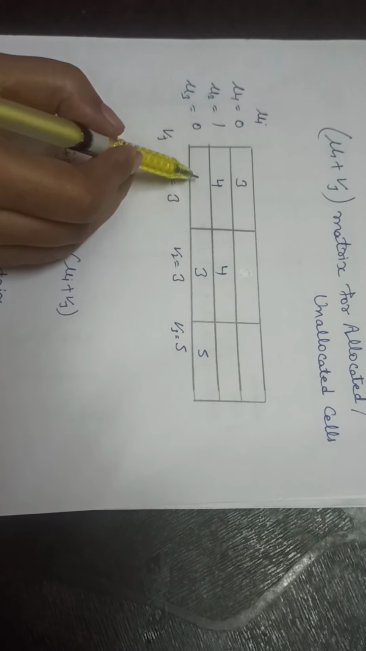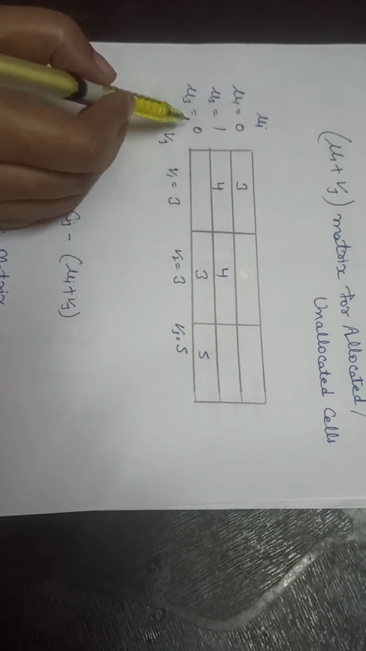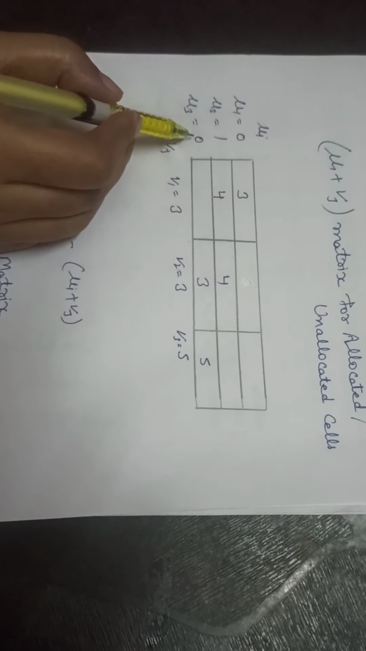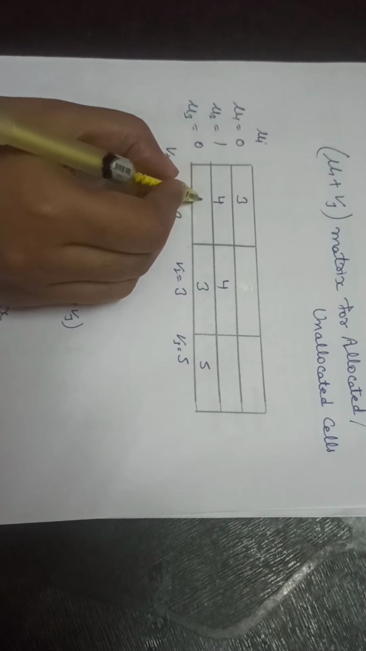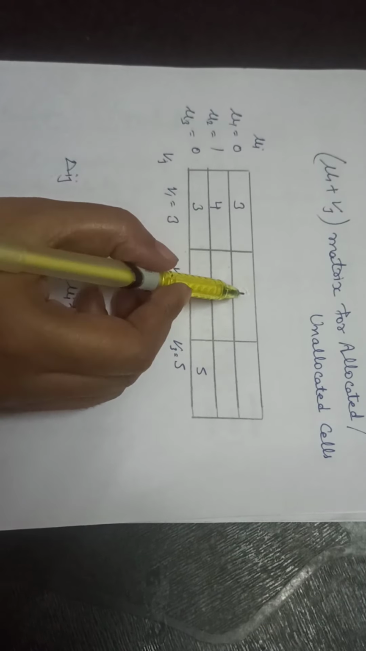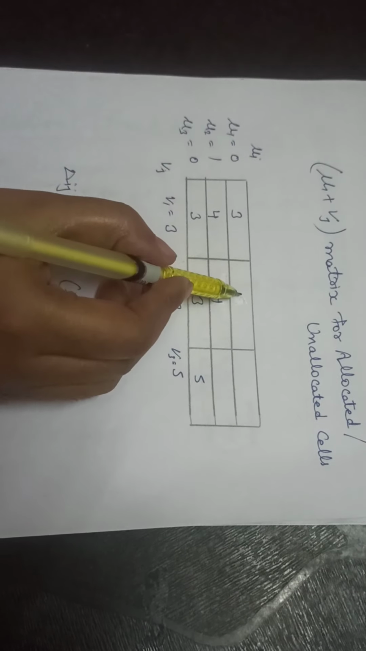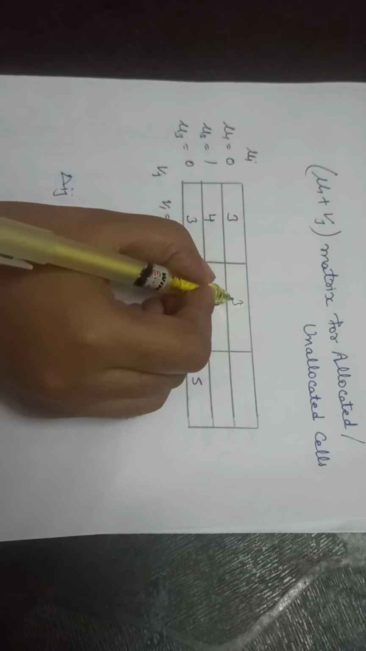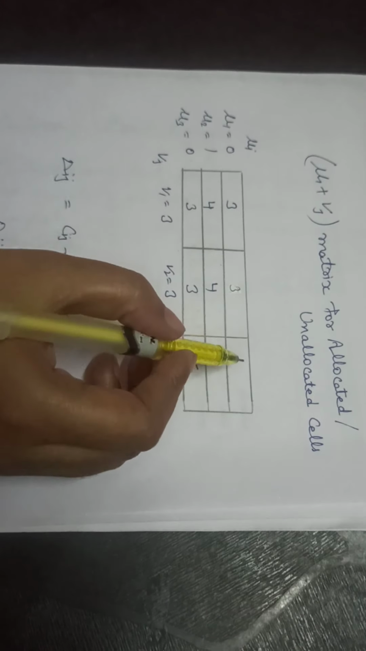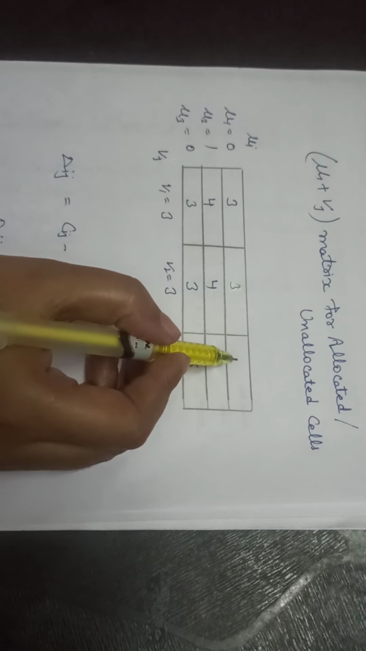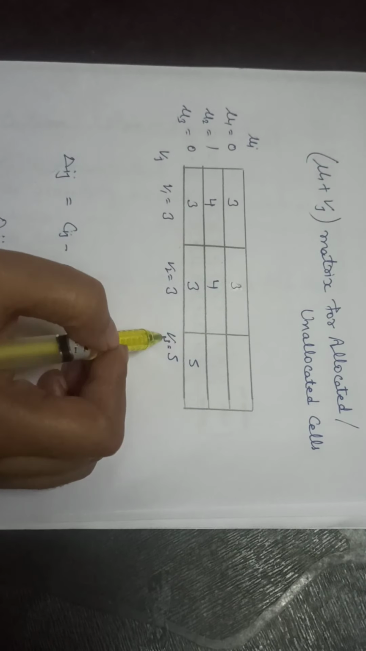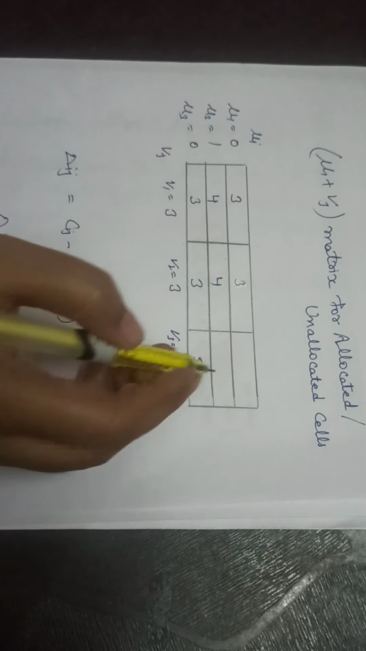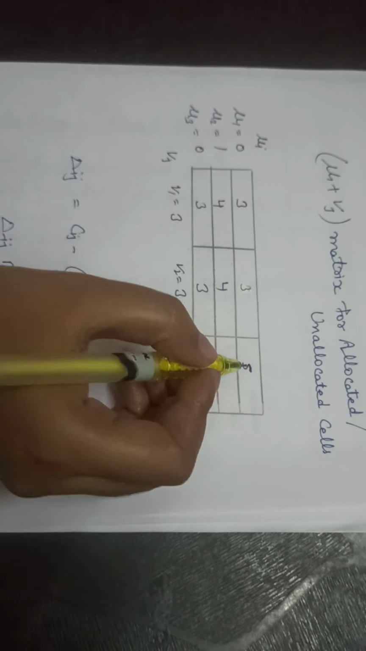In this cell we will write the total of u3 plus v1. What is the total of u3 plus v1? 0 plus 3 is equal to 3. And in this cell, u1 plus v2, 0 plus 3 is equal to 3. And now in this cell we will write the u1 plus v3 total. u1 plus v3 is equal to 0 plus 5, which is equal to 5.